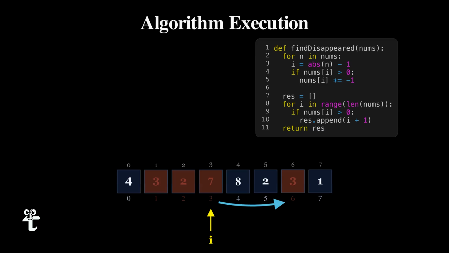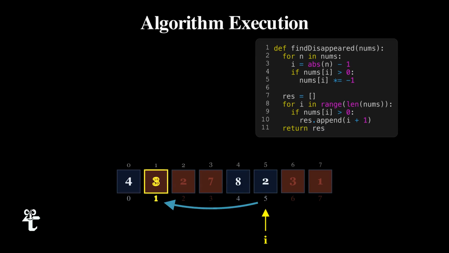Move to index 4. The value is 8. Map to index 7. The value at index 7 is 1. We negate it to negative 1. Move to index 5. The value is 2. Map to index 1. The value at index 1 is negative 3. It is already negative, so we do nothing.